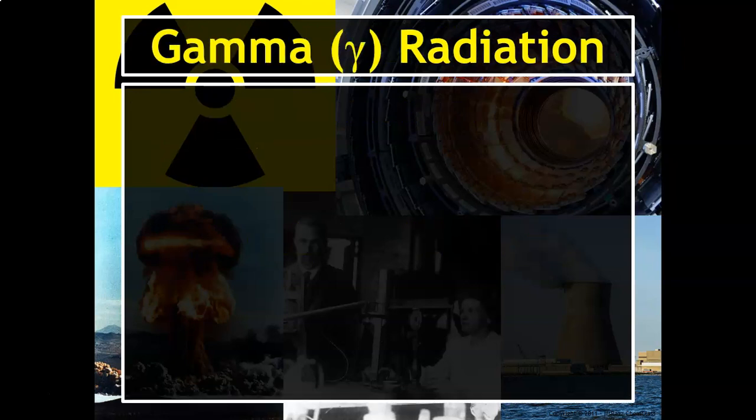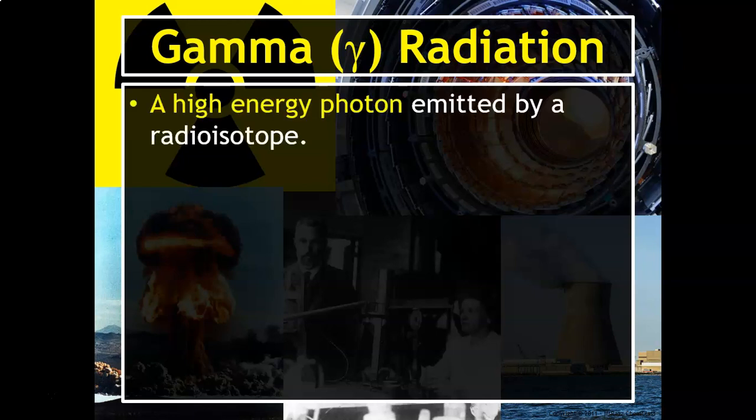Last but not least is gamma radiation. This is the most dangerous type of radiation. This is a high energy photon that's emitted by a radioisotope. It's usually written as 0/0 with that little gamma symbol.